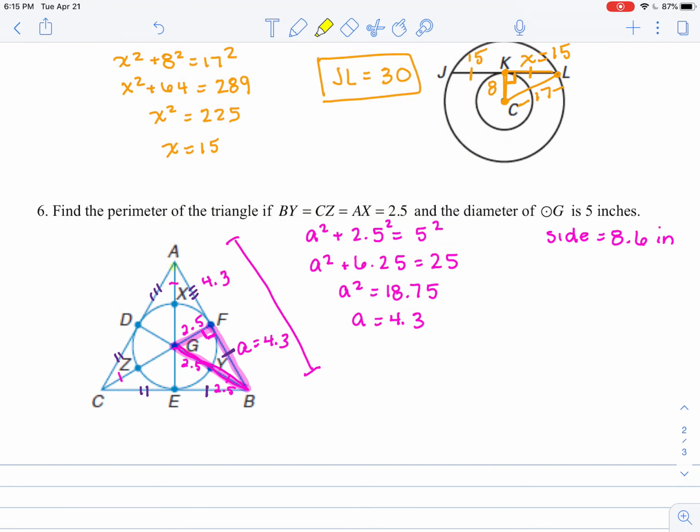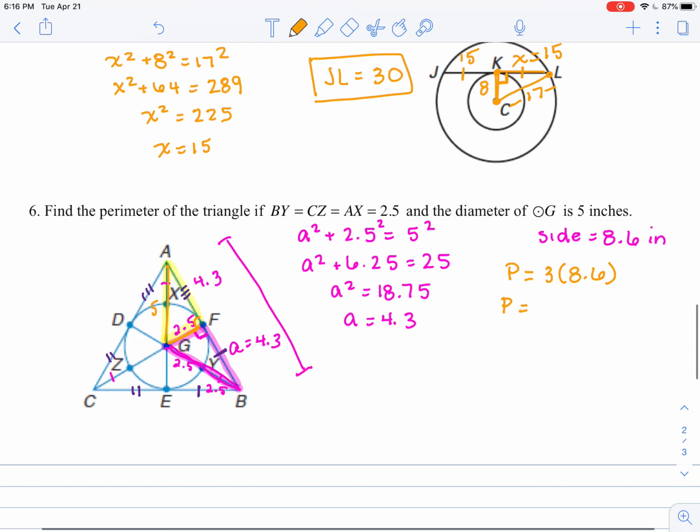That's because every one of these little triangles, and I mentioned you could draw them anywhere, every one of these triangles ends up being congruent. Here we have our radius of 2.5 still. This hypotenuse would be 5, and if we use Pythagorean theorem on that triangle, we would end up with 4.3. So all the sides of the triangle are the same. So in order to solve for the perimeter, I know I have three sides at 8.6 inches each. And when I multiply those things, the perimeter should be about 25.8 inches.